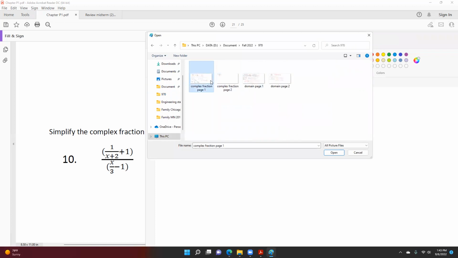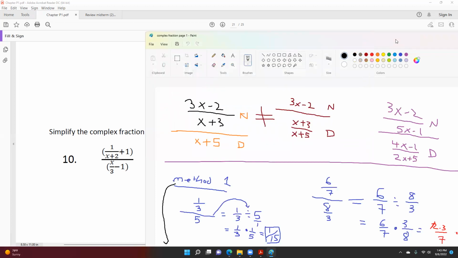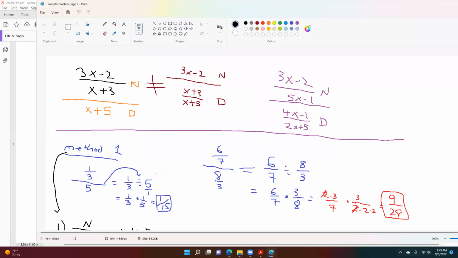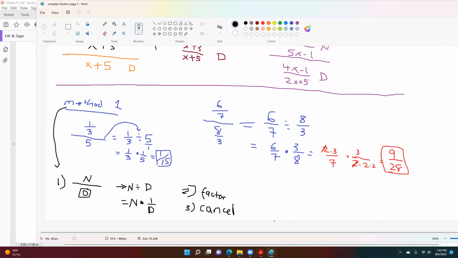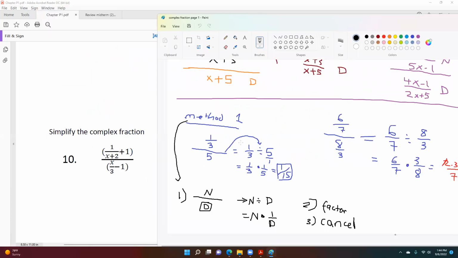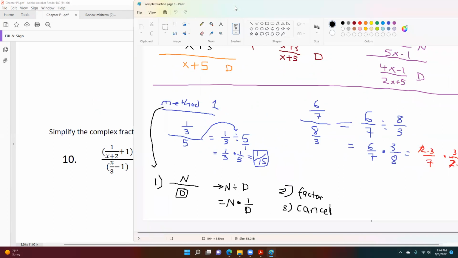So this is what happens if they all are nicely done. There's no addition and subtraction. But what happens when they have addition and subtraction? Then you have to make them into what we call a single fraction here. So you have to find the LCD.